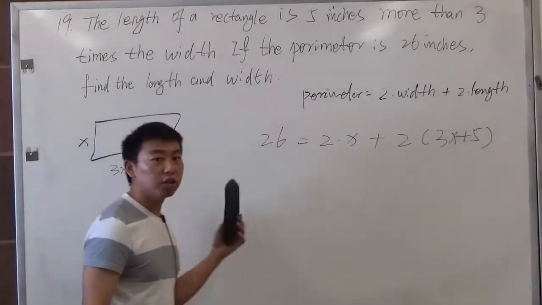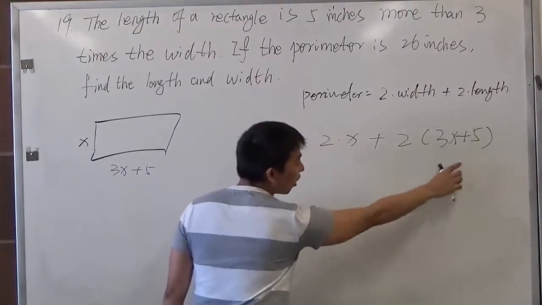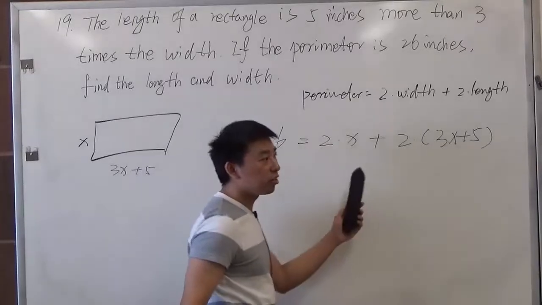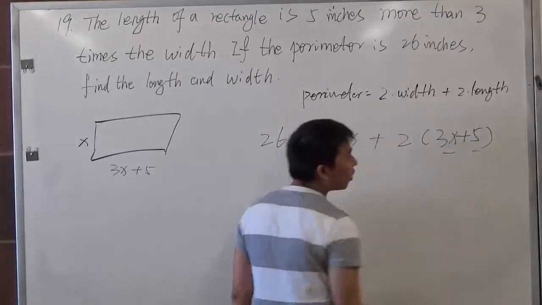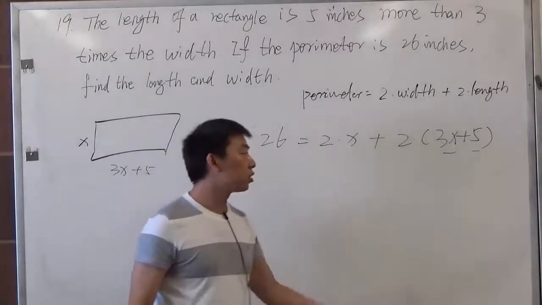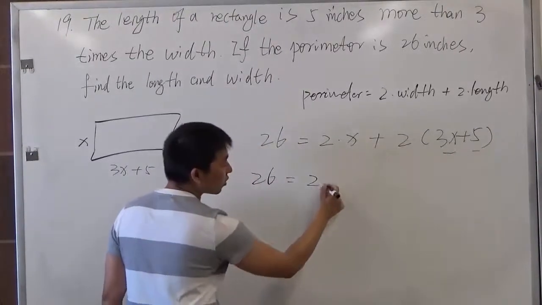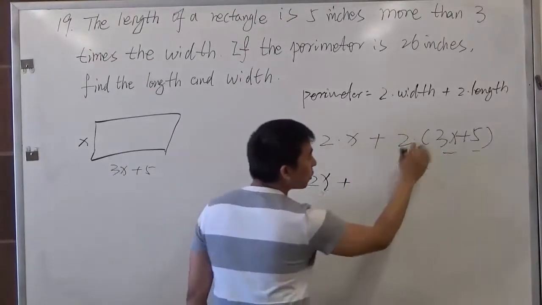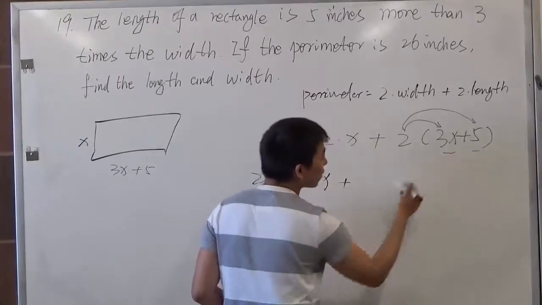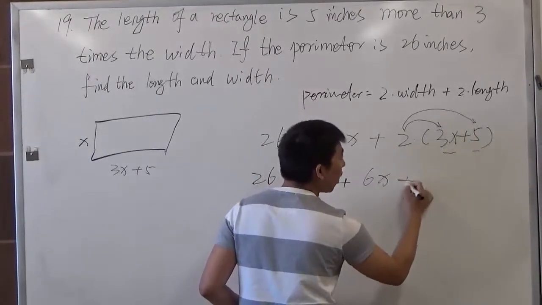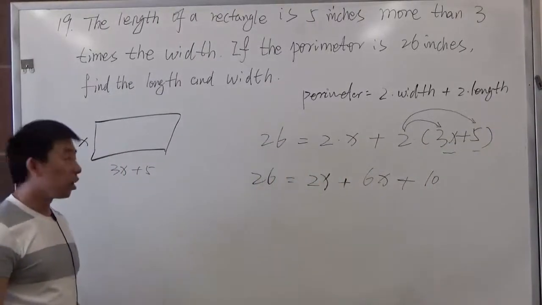We have the equation, and we have the parentheses in this equation. So first we need to look at the expression in the parentheses. We have an x term and we have a number. They cannot be simplified, so we just directly open the parentheses. So we have 26 equals 2 times x, just copy it down. Then plus 2, distribute 2 to each term in the parentheses. So we have 2 times 3x, that gives us 6x, plus 2 times 5, that gives us 10.